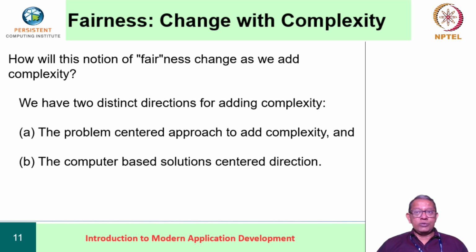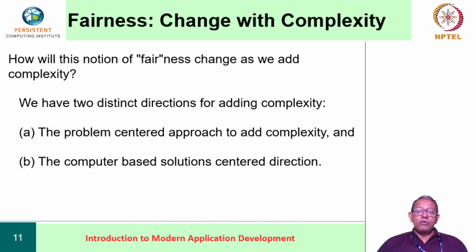Let's go to the next step. How will this fairness change with complexity? Recall that we have two distinct directions in which we can add complexity in this problem. One is that the problem itself can be made more and more general. Why should we wait at the end of the month for the totals? Why should we always have totals for everyone? Maybe as a roommate, I might just want my total for that point of time. There could be far more roommates than what we have just considered. And so many other ways. We have already seen that.